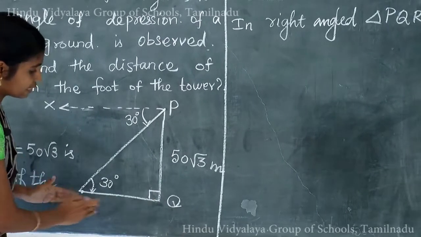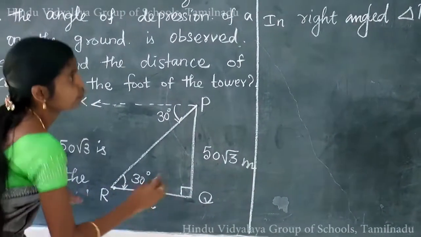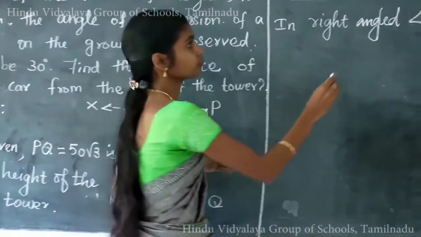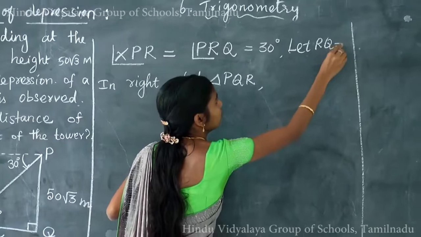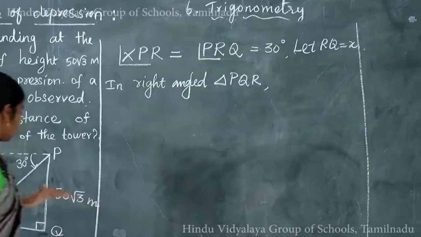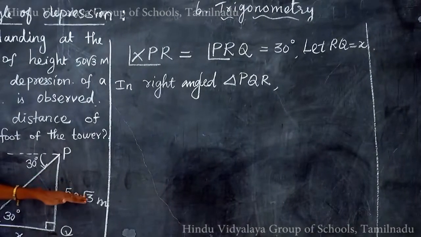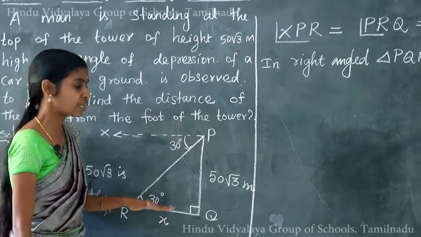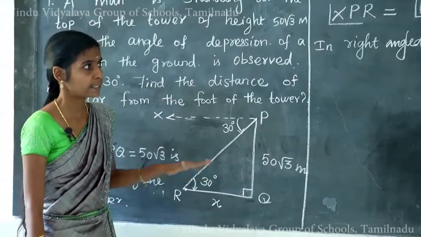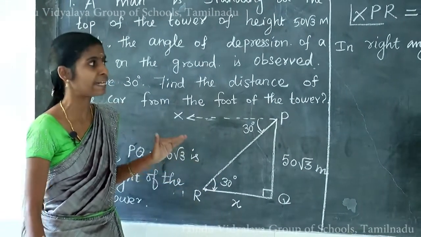So we take the distance RQ as X. So let RQ is equal to X. So in the diagram, opposite side is given. We need to find the adjacent side. So which trigonometric ratio will be used? Yes, correct. We have used tan theta.